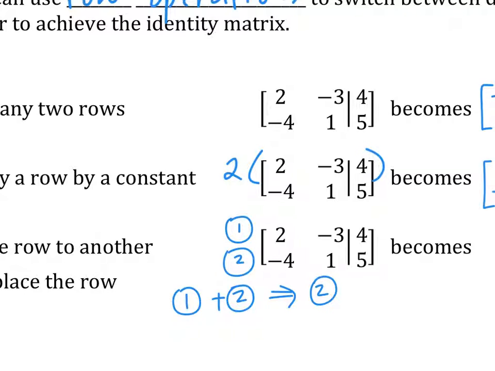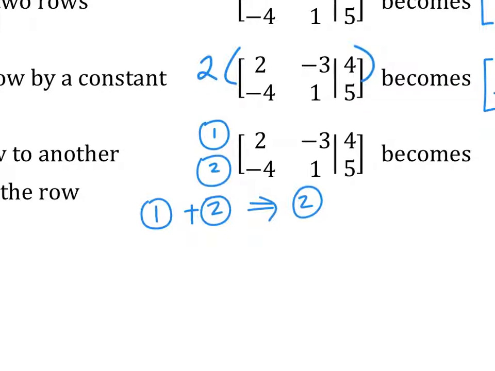So I can replace an entire row. So row 1 was 2, -3, 4. Okay, row 2 is -4, 1, 5. And what I'm going to do is add them together. So I'm writing out this operation. I'm going to take row 1 plus row 2, and then whatever I get, I'm going to replace row 2.